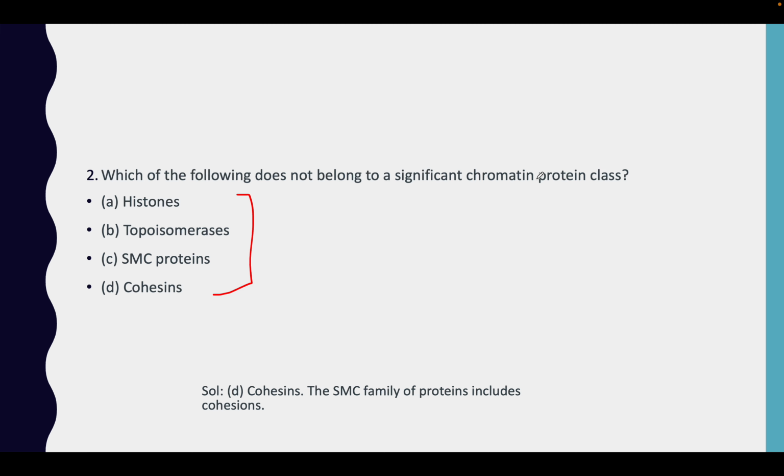So, talking about these, which of these does not belong to significant chromatin protein class? It will be cohesins. कोहेसिन्स जो हैं वो क्रोमेटिन प्रोटीन्स नहीं हैं, बाकी सब क्रोमेटिन प्रोटीन्स हैं.